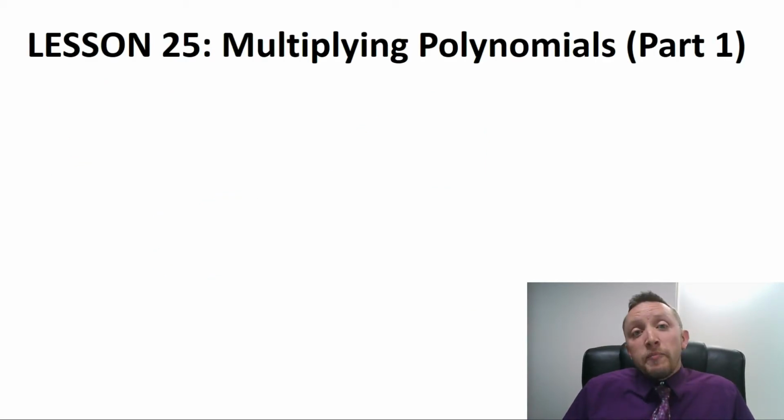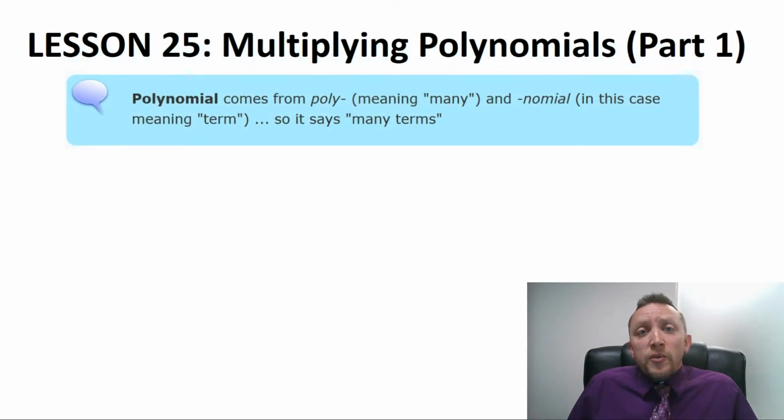So, multiplying polynomials. Well, the first thing you need to understand is, what's a polynomial? So here's a definition of a polynomial. Now we could break this term up into its prefix and suffix. So for example, poly means many, like a polytheist would be someone that recognizes many gods. So poly means many. And in this situation, nomial represents terms. So if you put those together, we get this phrase, many terms.